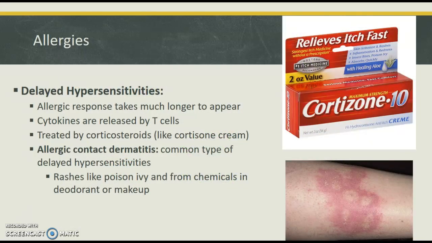Delayed hypersensitivities. This is when you get the kind of rash later, and then you have to put the cortisone cream on it. So if you come into contact with poison ivy, which isn't super common in Arizona, but my husband grew up in Indiana, and he said he dealt with poison ivy all the time as a kid. Sometimes when you use a new face wash, or a new deodorant, or put on new makeup, you can have a skin reaction to it, an allergic reaction to it. Then you have to put this cortisone cream on it, which once again is steroid based, to kind of help try to get that reaction back down.